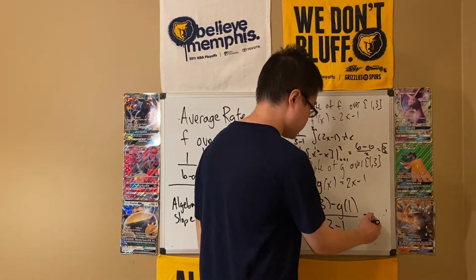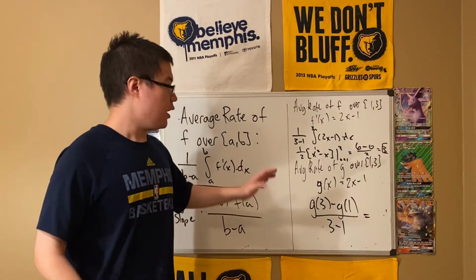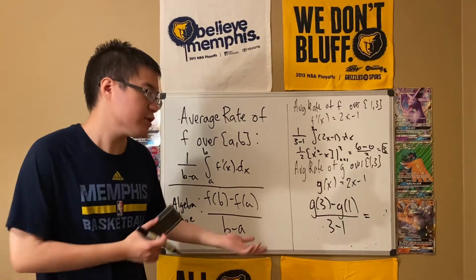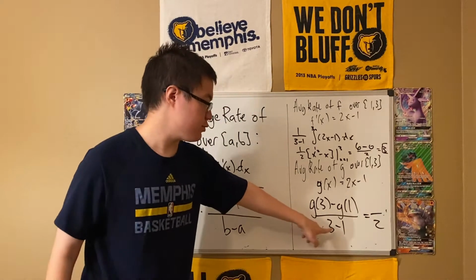Let's do g of 3 minus g of 1. Again, no derivatives, no integrals. Look how nice this is. If you can recognize that it's algebra slope, it's the easiest formula to use, actually, because you've been using algebra slope for a while. So it's going to be divided by 2, because 3 minus 1 is 2.